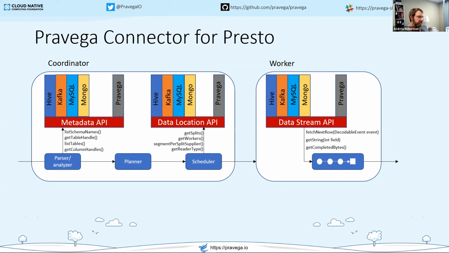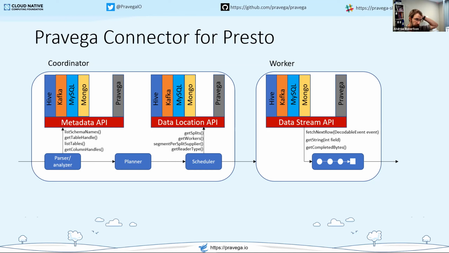Get table handles and list tables is going to be finding out what those tables are, so those are streams within a scope. And then get column handles and get table definitions and things like that. That's when we're actually going to look up a schema for the particular scope and stream, and again, that's either looking at a schema registry or some locally defined schema.